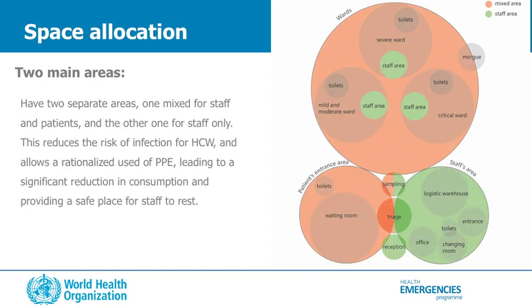Here, how space allocation should work. Two main areas, one mix for staff and patients in orange, and one only for staff in green. This reduces the risk of infection for healthcare workers and allows a rationalized use of PPE, leading to a significant reduction in consumption and providing a safe place for staff to rest.